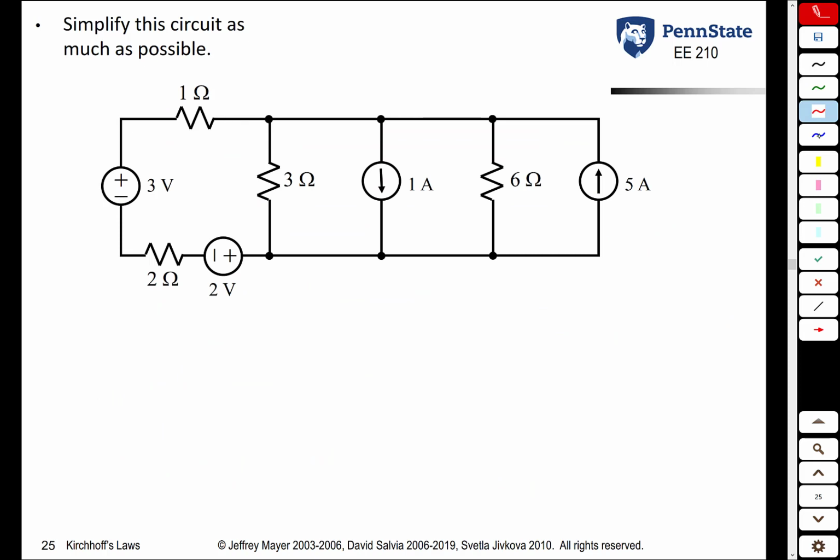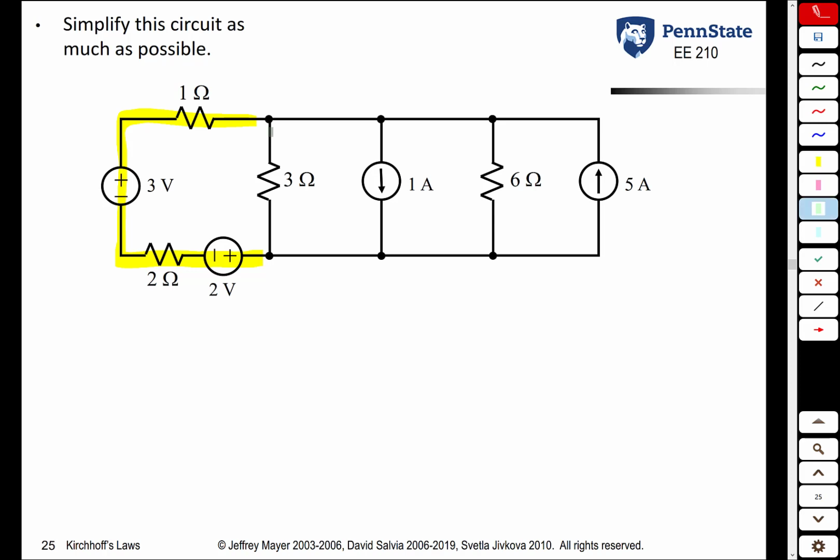In this example, we're not asked to solve for any voltage or current, but we are asked to simplify this circuit as much as possible. So let's first look at the circuit and see what is in parallel and what is in series. If you look at all of these components on the left here, this 1 ohm resistor, this 3 volt source, this 2 ohm resistor, and this 2 volt source, they are all in series. They all share the same current.